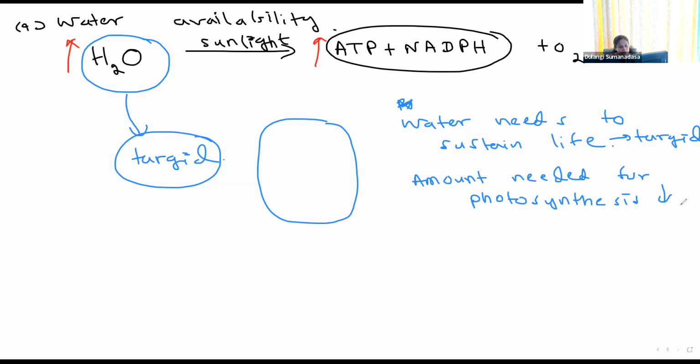Is that clear? So that's why I said don't write it as the first point. If you're asked for only 3 points, go for the main ones like carbon dioxide and light intensity. Because plants will always maintain enough water to sustain the plant life, so compared to that amount, the water needed for photosynthesis is very little.